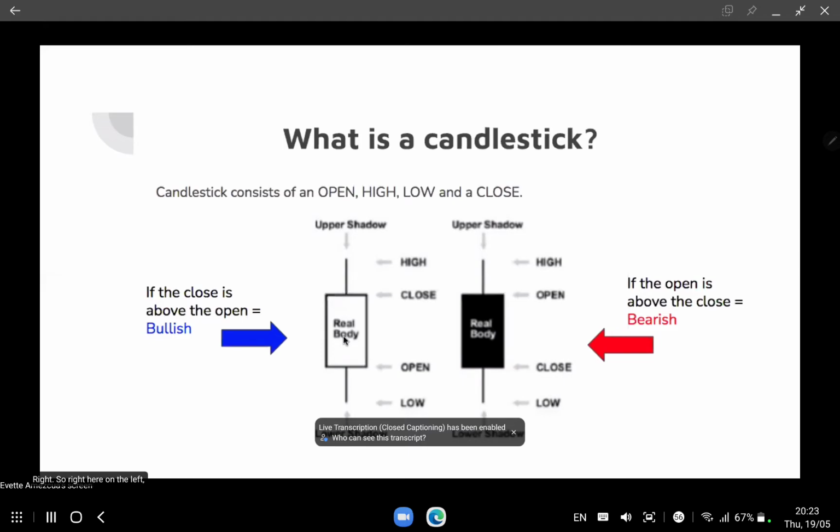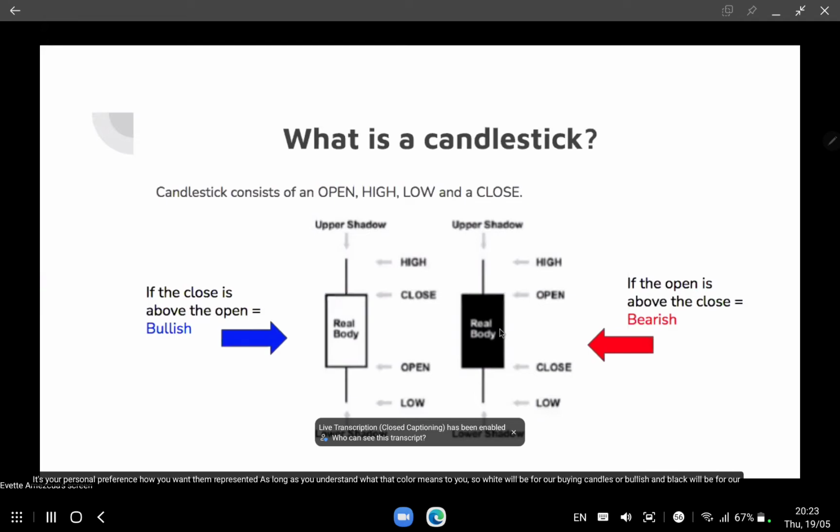Right here on the left, the Candlestick Trading Bible and Candlestick course represent your bullish candles, your buying candles, as white. Your bearish candles or seller candles are black. But on my TradingView, because I'm the one teaching you, I use blue for bullish and red for bearish. You obviously can use green. It's honestly your personal preference. I've seen people use dark purple and light purple. It's your personal preference how you want them represented, as long as you understand what that color means to you. So white will be for our buying candles or bullish, and black will be for our red candles or bearish.